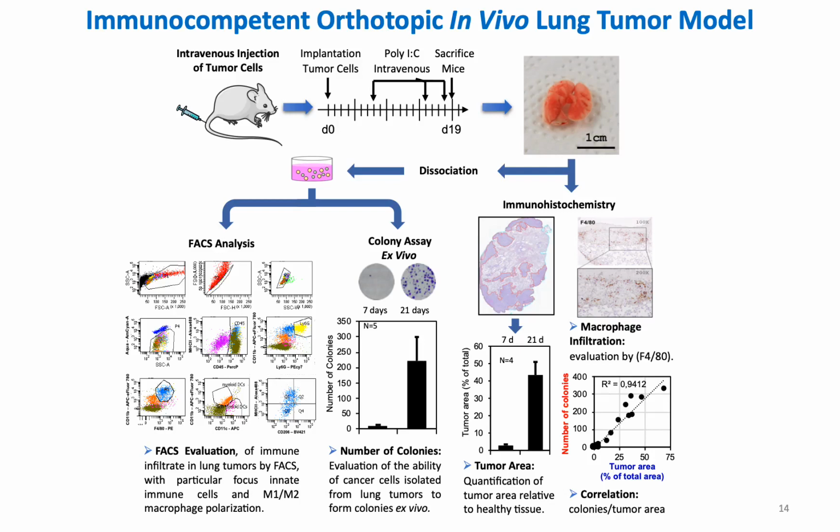The other lung is prepared for immunohistochemistry to evaluate the infiltration of immune cells, in this example macrophages, and also for hematoxylin and eosin staining to quantify the tumor load. Here we present a correlation of the number of colonies and the tumor area evaluated by hematoxylin and eosin, presenting a very good correlation. So as a whole, we think that this protocol allows us to quantify the tumor load and also characterize the immune infiltration in these tumors.